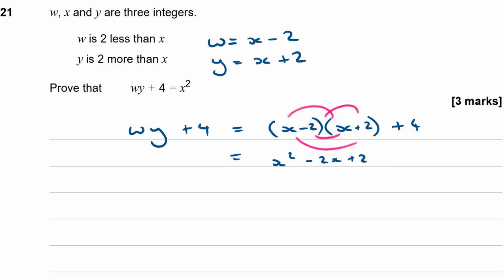Minus 2x plus 2x, which cancel. And then minus 2 times plus 2 is minus 4, plus 4. And then you can see that these cancel each other out as well. And it just leaves you with x squared.